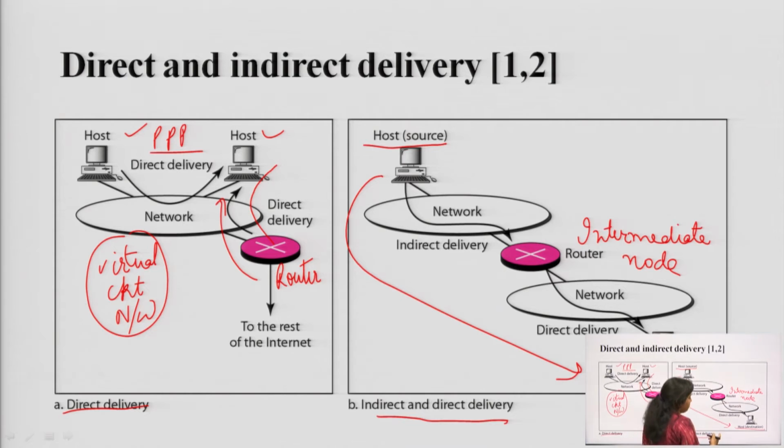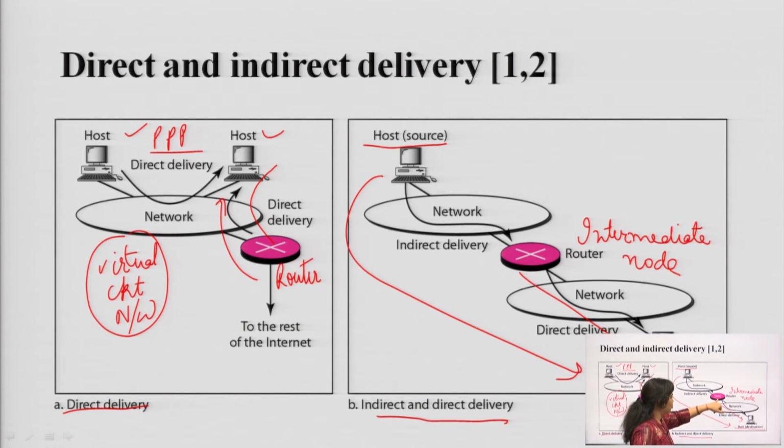without any effect of any intermediate node, like from this point to this point, that is the case for direct delivery. So, this is the direct delivery case. That is how the data will be transferred from this router to this host destination. This diagram is showing both the indirect case when we want to transmit the data from here to here.